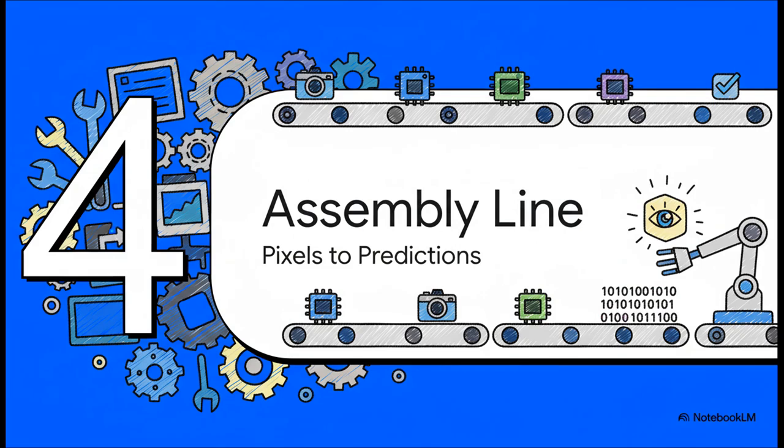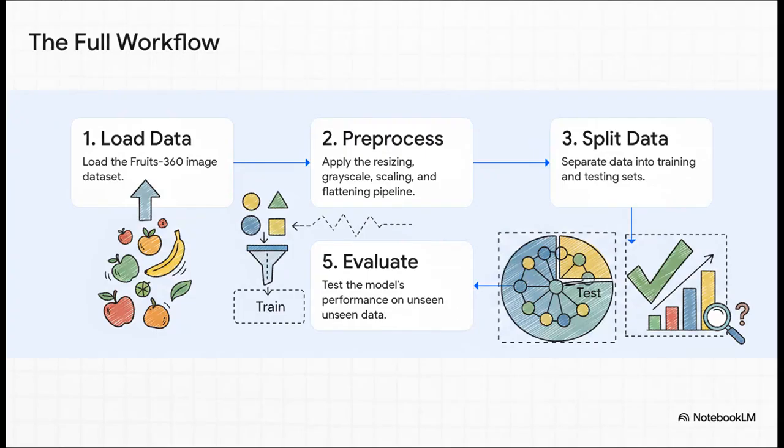All right, this is it. We've got our toolkit of concepts. We have built our neural network engine. We've prepared our fuel. It is time to start the assembly line and put this all together to see our AI come to life. So here's the entire game plan, from start to finish.